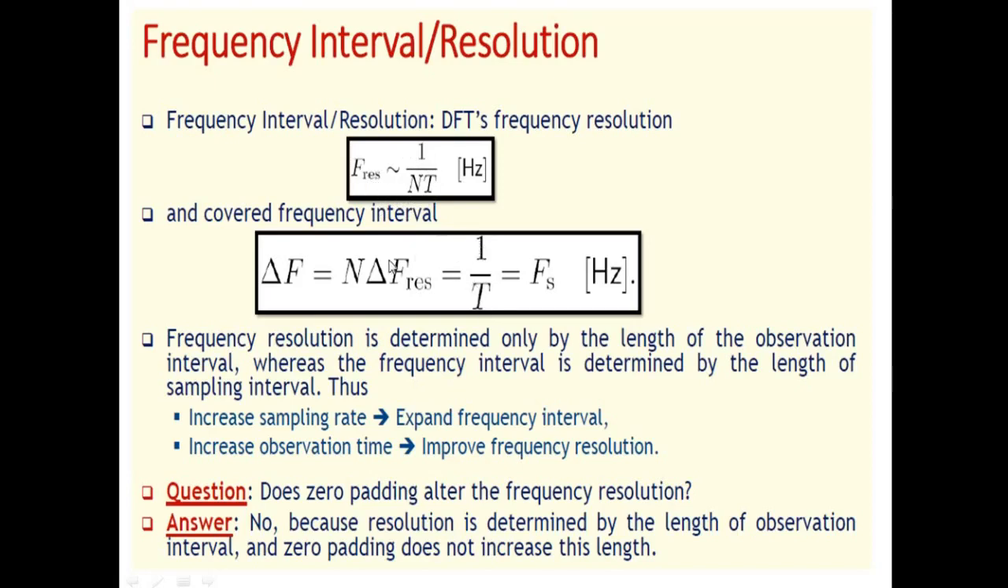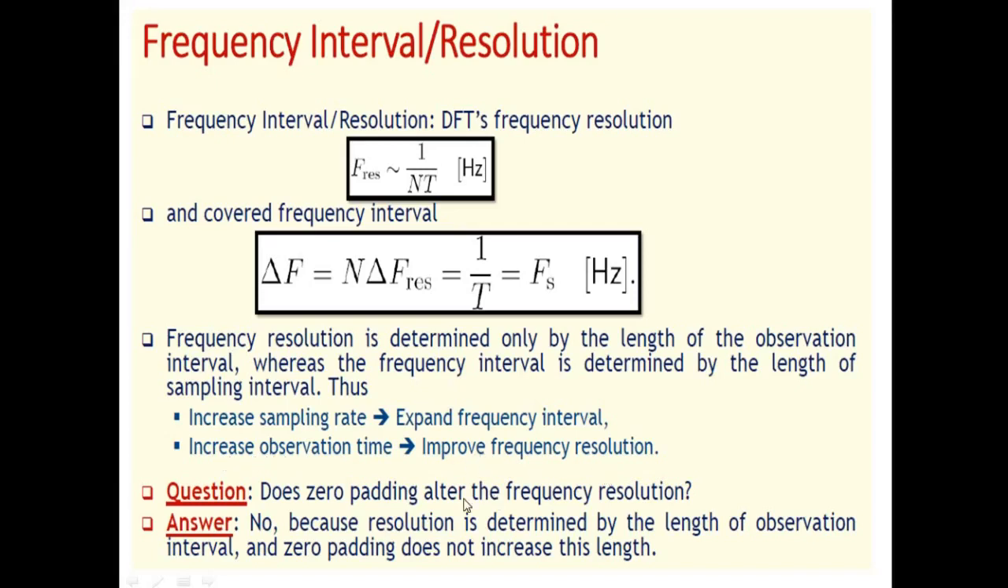Whereas the frequency interval can be determined by the length of the sampling interval. If you want to find the frequency interval, we can get it from the sampling interval. For frequency resolution, we use only the length of the observation interval. By increasing the sampling rate, we can expand the frequency interval. So sampling interval relates to frequency interval, and observation relates to resolution. If you increase the observation time, we can improve the frequency resolution.